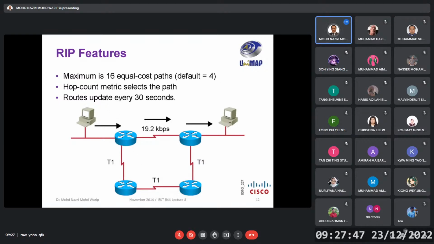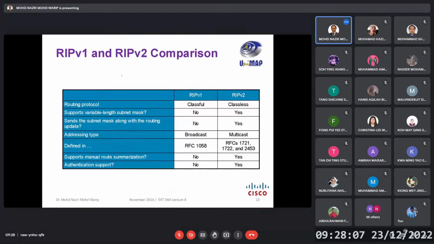So this one route updates every 30 seconds. So every 30 seconds the database will update. The router will update to the database. So RIP is normally used for a simple network, or I can say nobody uses RIP currently because it is too simple. Okay, what is the difference between RIP version 1 and version 2, a comparison.